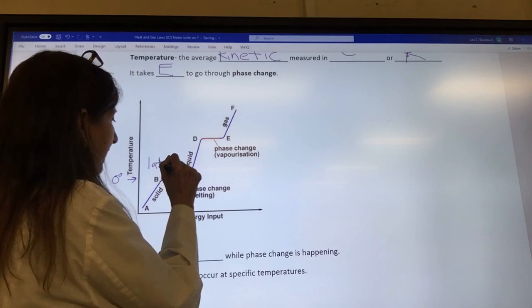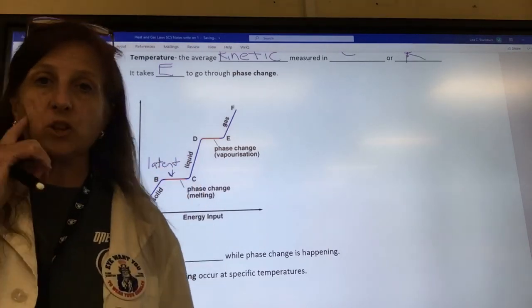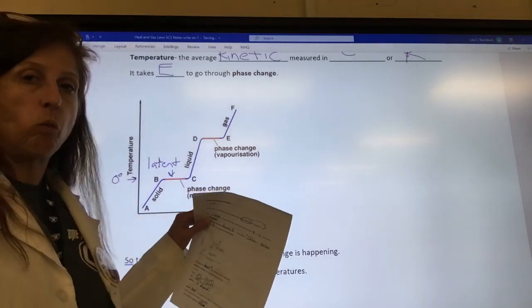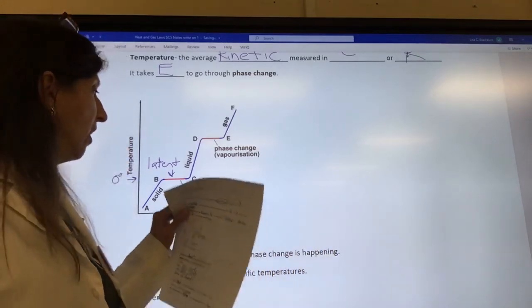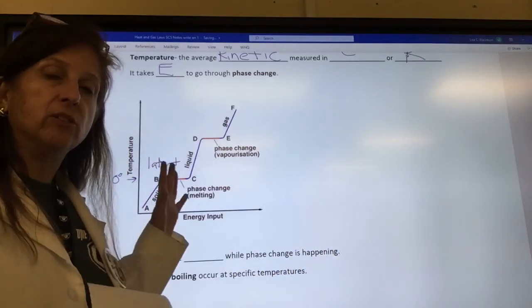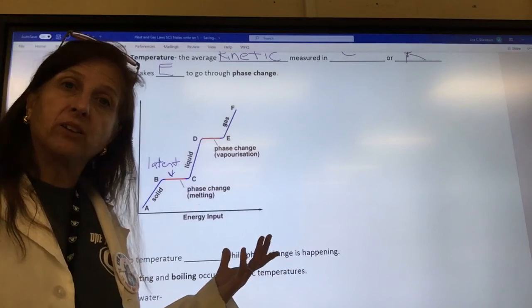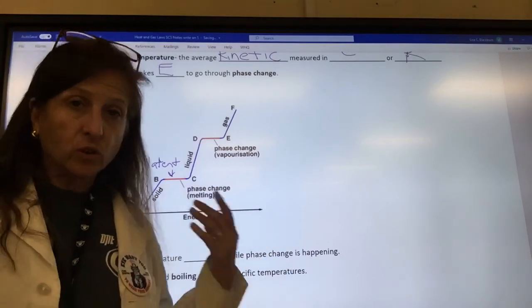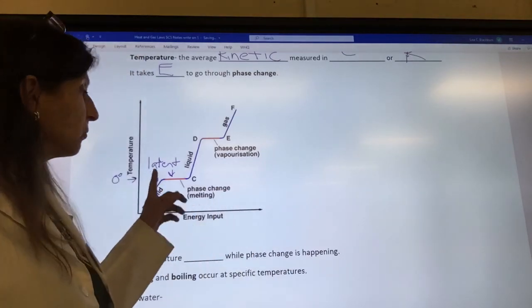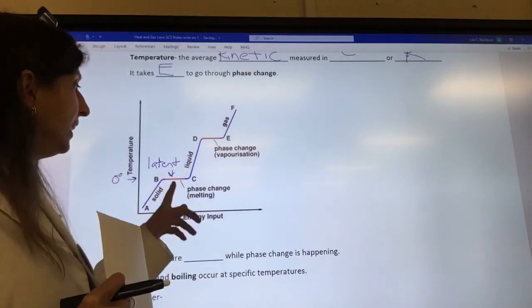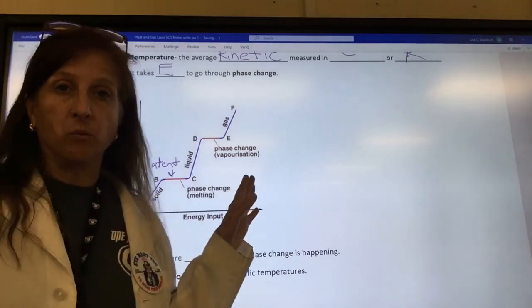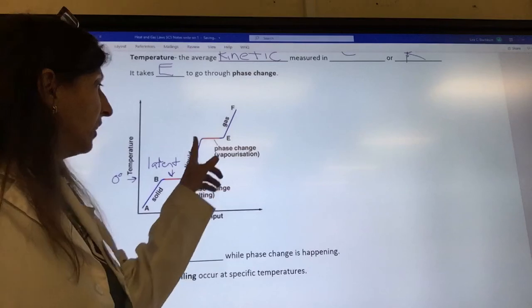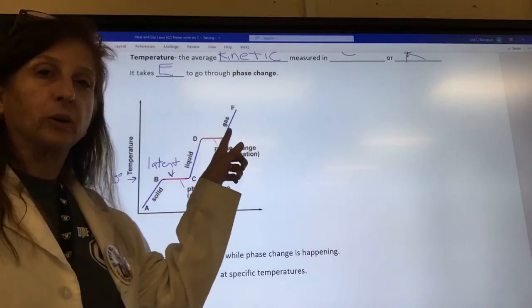L-A-T-E-N-T. Latent heat is when you're adding energy to something, but it doesn't heat up. All the energy is being used to break the water molecules, or whatever it is, out of the crystal lattice, where it's free to move around. Then, once every single bit of the ice is melted, it'll start heating up again, and it'll be a liquid.